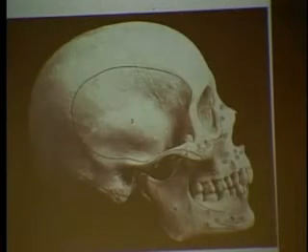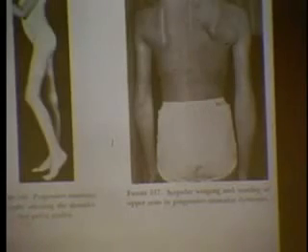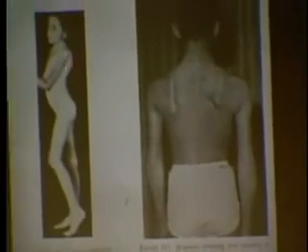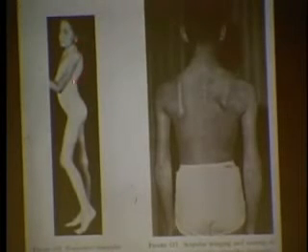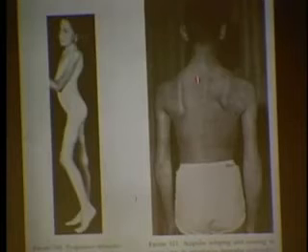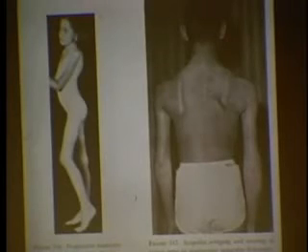Next slide. What do we call this condition? Lordosis. What do we call this condition? Kyphosis. What do we call a lateral deviation? Scoliosis. Good. How many of you have scapulae that look like this or like this? Aren't you lucky?